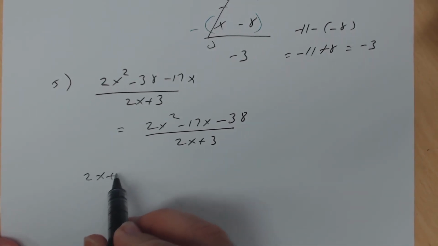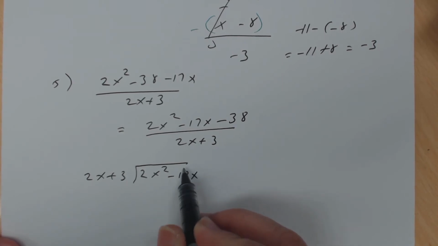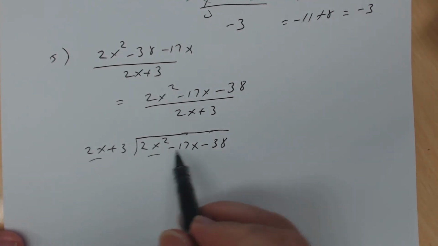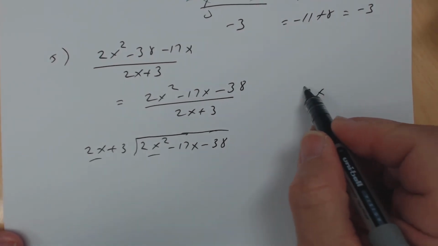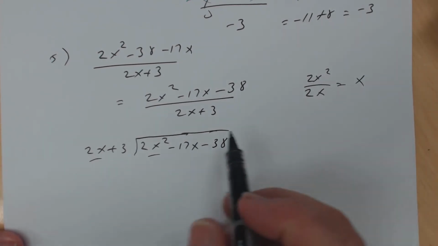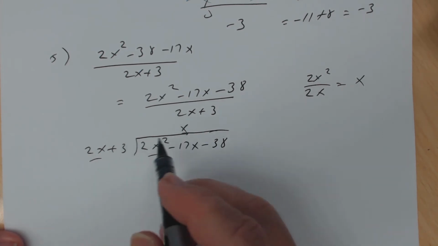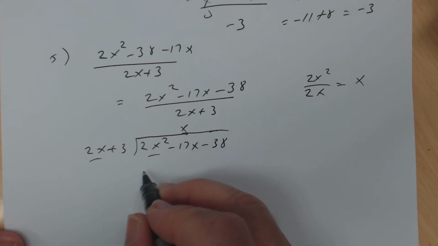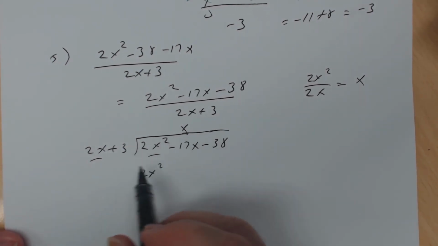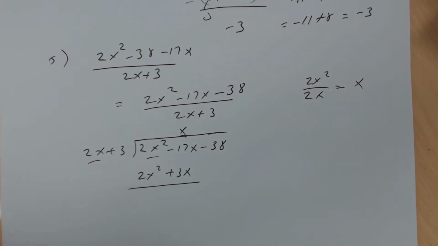So 2x plus 3 divided into 2x squared minus 17x minus 38. Okay, so we're going to say first into first. So we're saying 2x divided into 2x squared. That's just going to be x. So I'm going to put the x here in the x column. Then I multiply. x times 2x is 2x squared. That's what you want. You want these to be the same. x times 3 is 3x. Okay? Now you subtract.